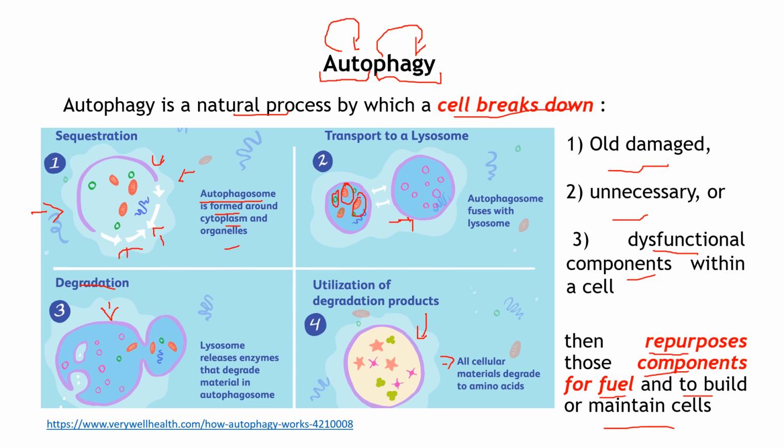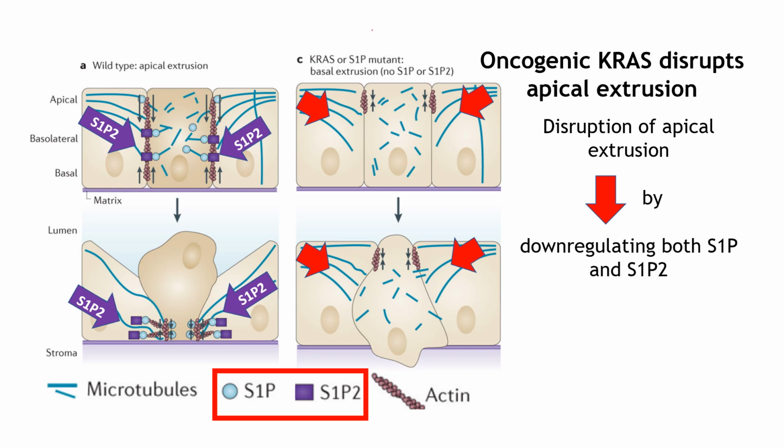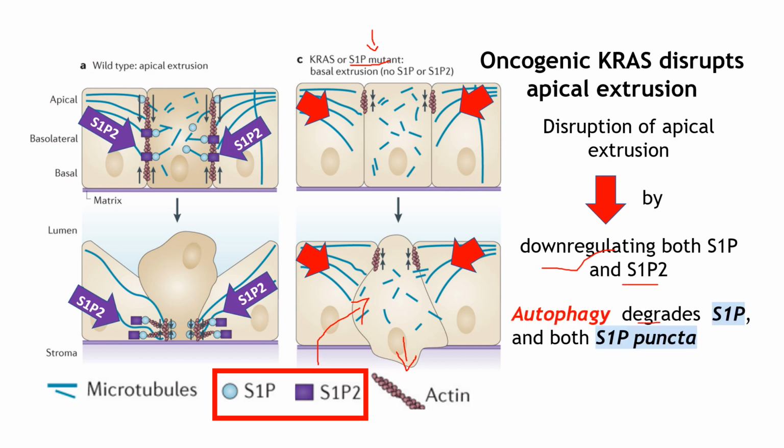Okay, so why is autophagy important? Because the S1P and the S1P receptor, in this mutation, have gone through autophagy. So let me show you that. I was telling you that in the KRAS and S1P mutant, they do something similar: the cells extrude apically. And why? Because the receptor of S1P and S1P are downregulated. So what happened with these two molecules? Autophagy degrades them.